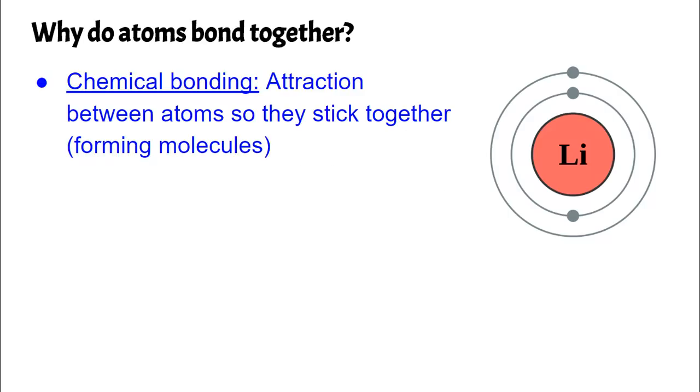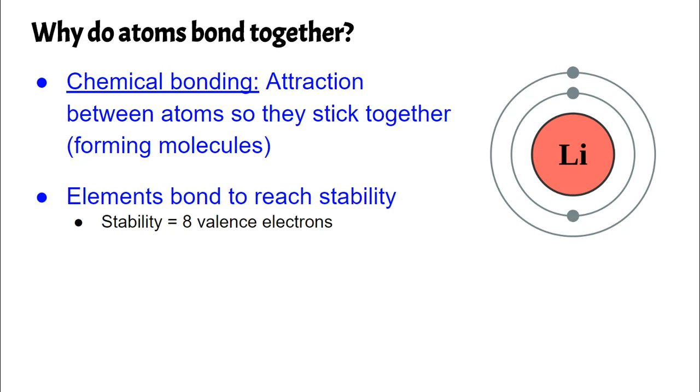So this is a bit of a review, but the real question that we're kind of asking is, why do atoms bond together? So we know that chemical bonding is an attraction between atoms so that they stick together and they form molecules. The reason that elements bond is so that they can reach stability. And we know from past lessons that an atom is stable when it has 8 valence electrons.